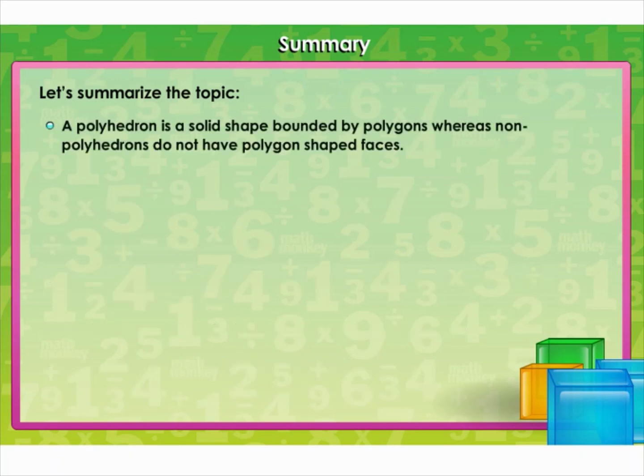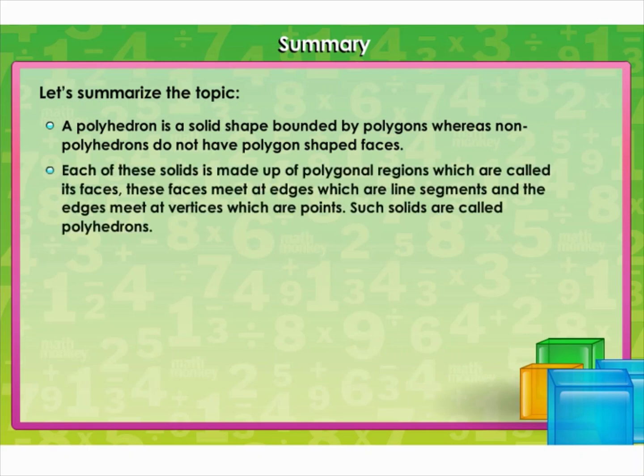A polyhedron is a solid shape bounded by polygons, whereas non-polyhedrons do not have polygon-shaped faces. Each of these solids is made up of polygonal regions which are called its faces. These faces meet at edges which are line segments, and the edges meet at vertices which are points. Such solids are called polyhedrons.